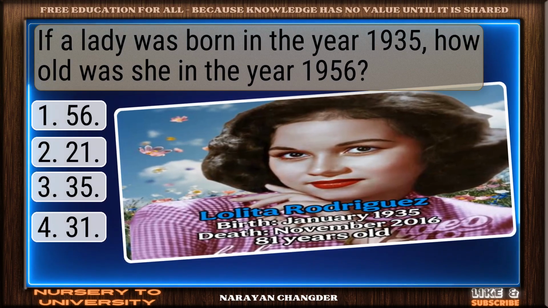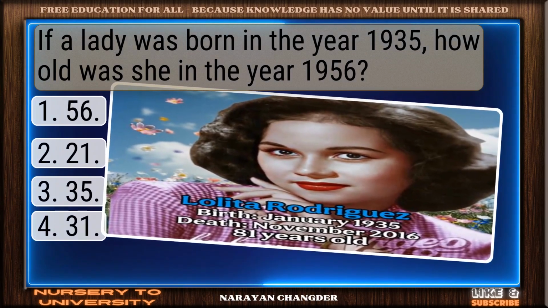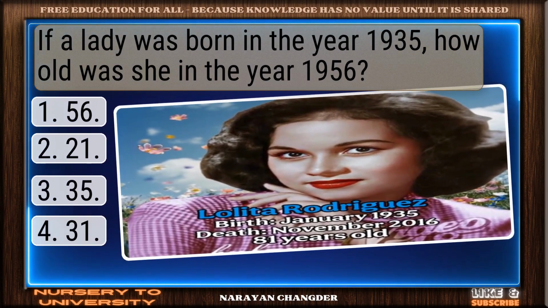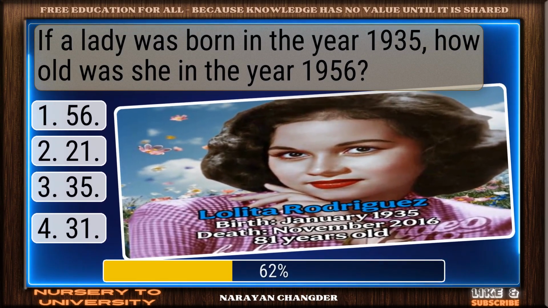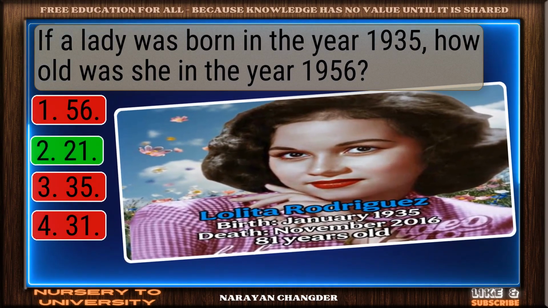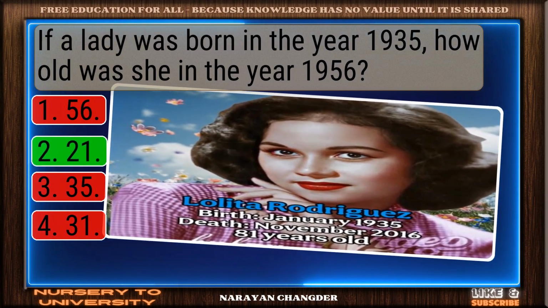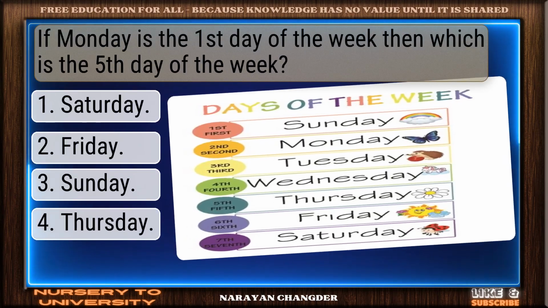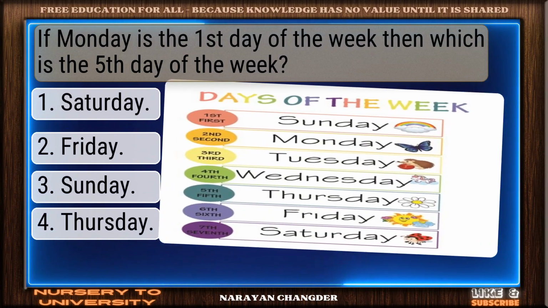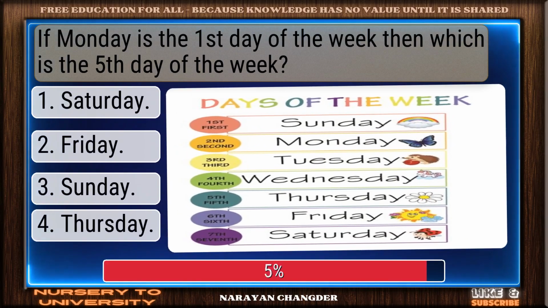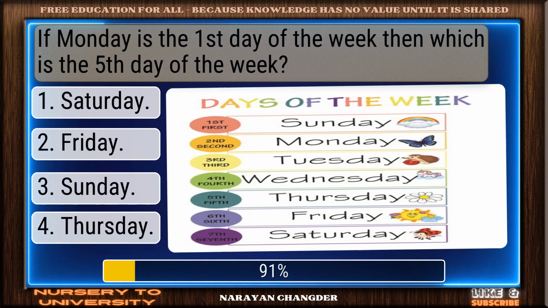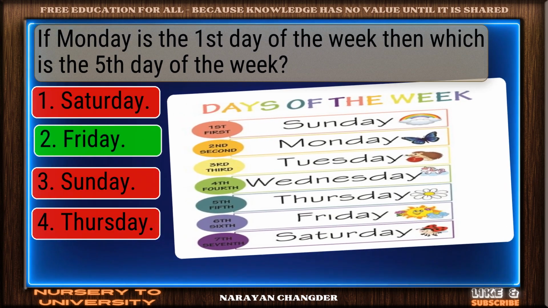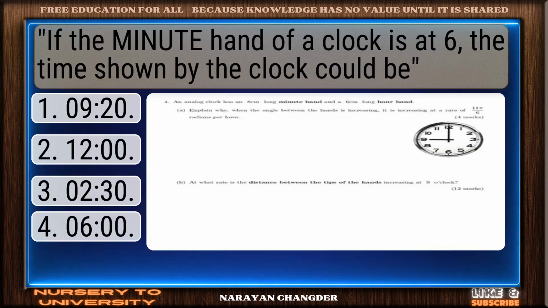If a lady was born in the year 1935, how old was she in the year 1956? Well reasoned. 21 is the correct choice. If Monday is the first day of the week, then which is the 5th day of the week? Smart move. Friday is an accurate answer.